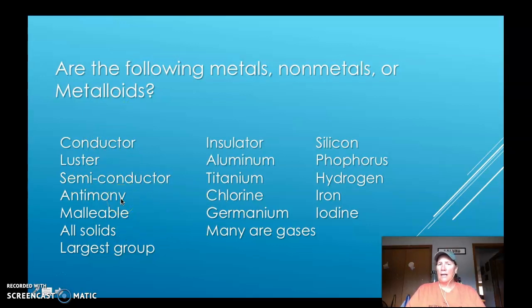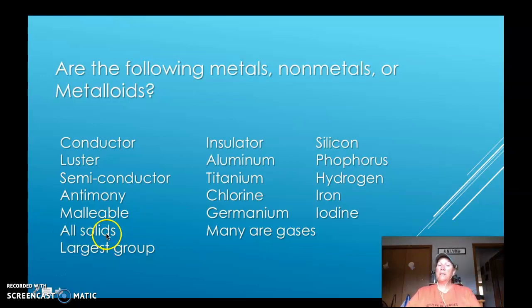Antimony, I have to look on a chart. Sb, I think it's a metalloid. Remember that line. There's only 6 metalloids, so it's not too hard to get them. Malleable means you can hammer it into sheets. That's definitely a metal. You try to hammer a non-metal into anything at all, all you're going to get is dust.